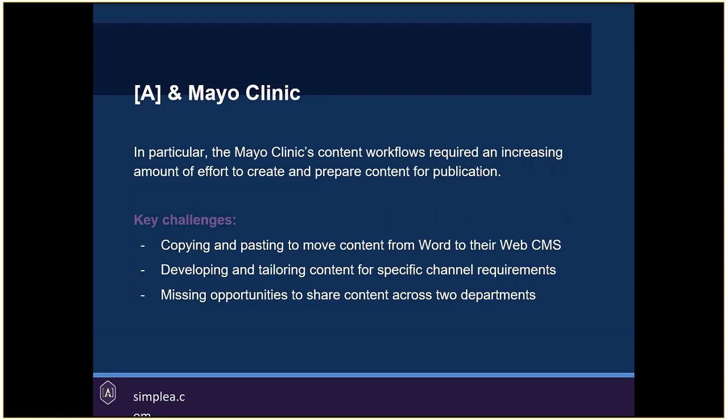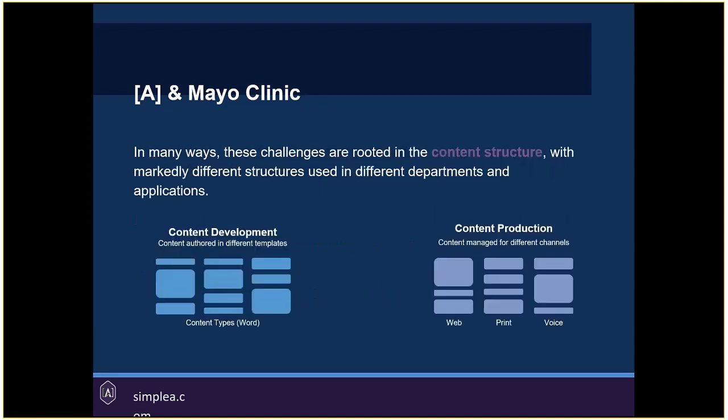The first is that they were heavily reliant on manual copy and paste to move their content from Microsoft Word, their primary authoring environment, to their web CMS. The second is that as they were expanding to additional channels, especially some very specific and heavy channels like voice assistant applications, they had to do a lot of additional content development and production work to tailor the content for that channel's specific requirements. And then lastly, they had a couple of departments producing content with a considerable amount of overlap, but no means of sharing or leveraging each other's content.